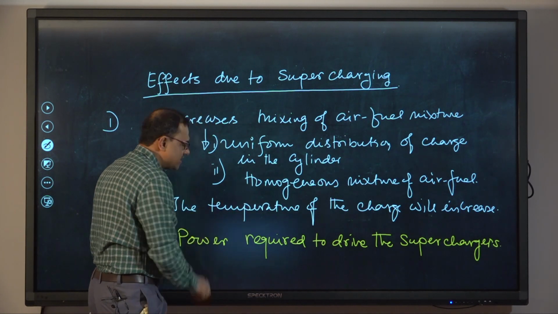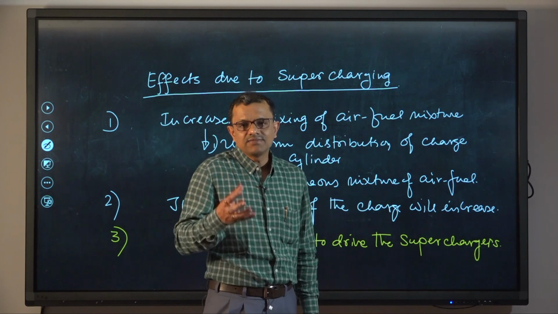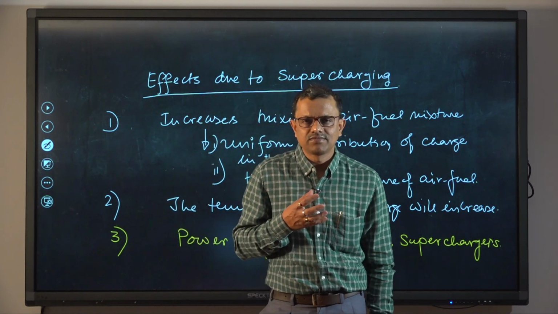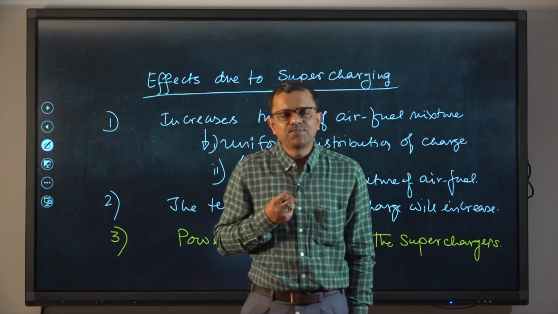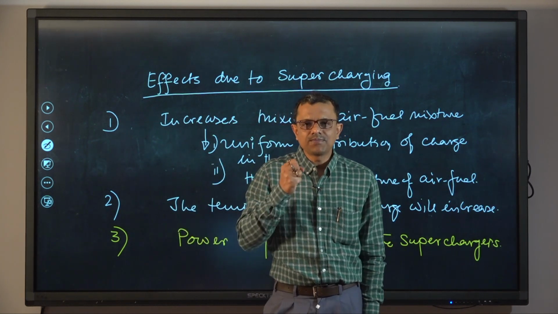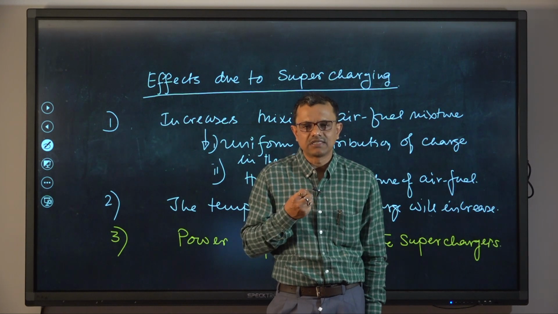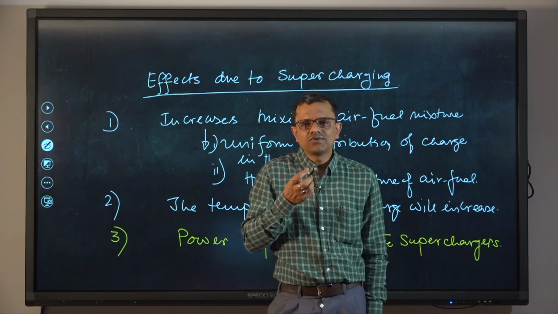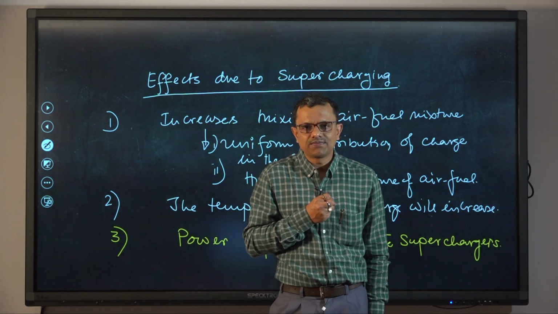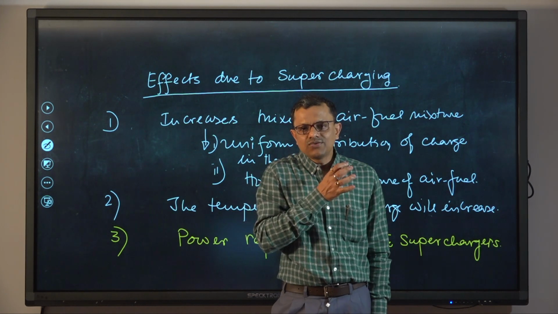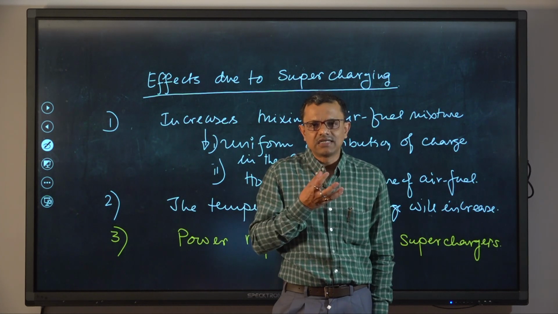Now, let us come to this particular point, that is power required to drive the superchargers. Now, we know that it is a mechanical element, right, mechanical device. So, the compressor will run taking some power input. So, we need to supply certain amount of energy in the form of work, right, to drive the compressor. So, that work will be consumed by the compressor from the output work of the engine itself. So, we are trying to increase the power output by increasing the air consumption rate.